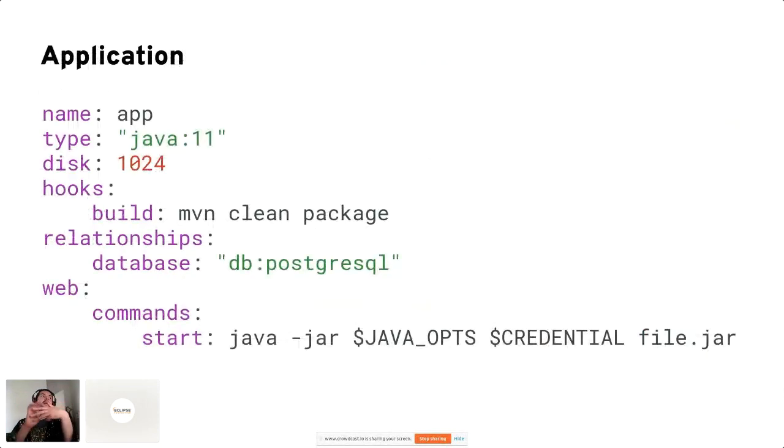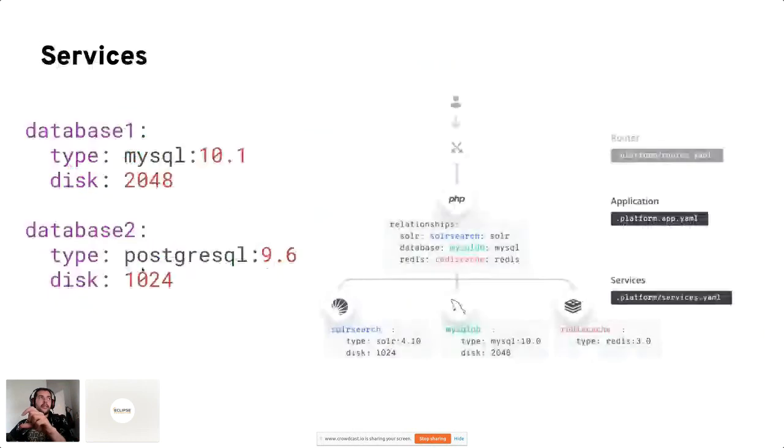As I mentioned before, you basically need to have three files: one for the application, one for the service, and another one for the routes. This one is the application, where I have the name, the type and the version, so Java 11, the disk space, how to build and how to execute my application, and based on that, it will create my container and execute my container. When you talk about relationship, think about credentials. So basically what I'm doing here is granting my application access to my PostgreSQL database.